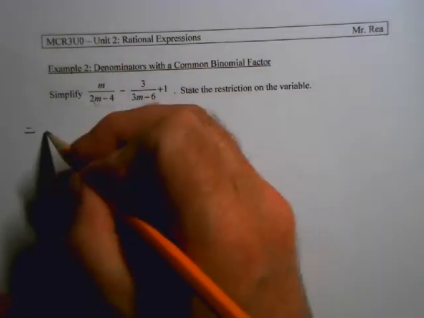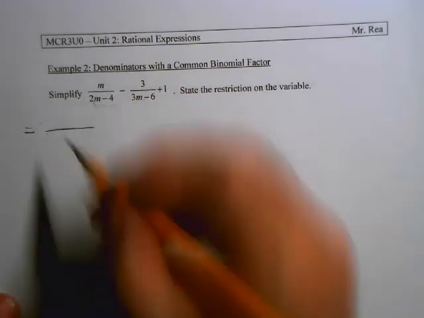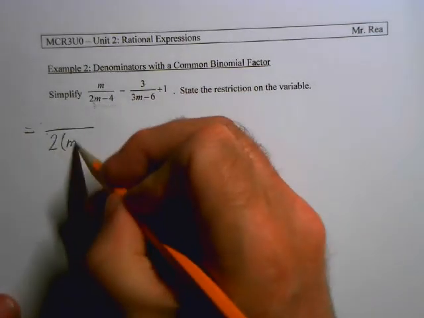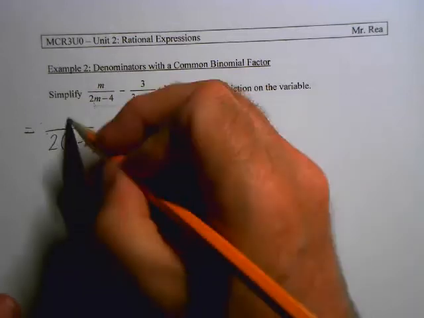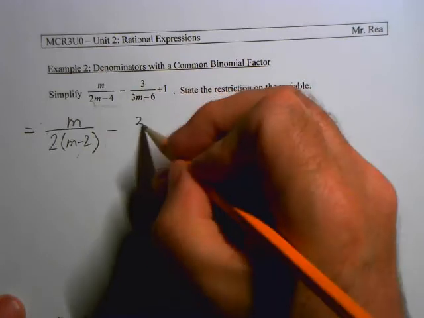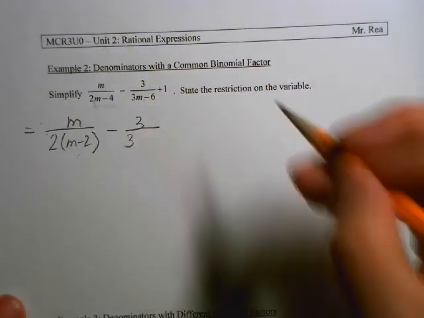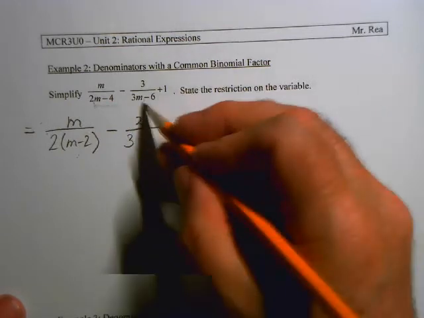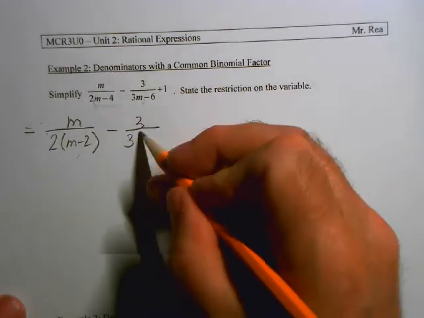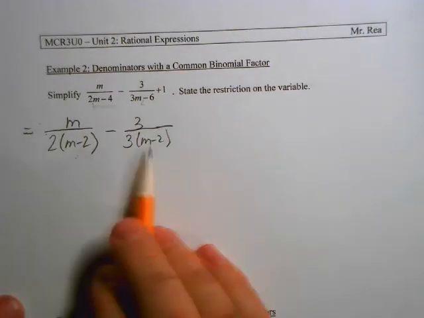So I'm not even thinking about lowest common denominators. I can factor a 2 out of that denominator, keep the m on the top, and then I've got my minus 3. I can factor a 3 out of that expression, and that leaves us with an m minus 2, and that looks familiar from the last one.